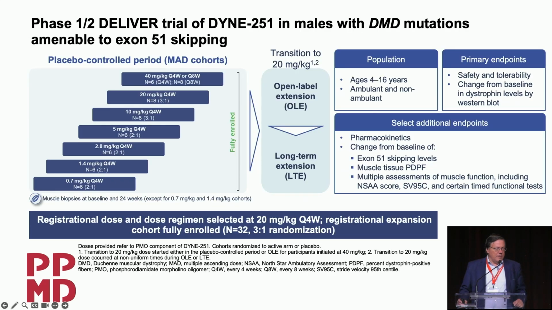Dyne has a trial, the DELIVER trial, Dyne 251, that involved dose escalation for patients. I'll note here that it enrolled patients 4 to 16 years old, looking at safety and tolerability and pharmacokinetics. This dose escalation led to the determination of a registrational dose of 20 milligrams per kilogram to be given every 4 weeks. This contrasts with the current crop of approved medications that are given weekly. So every 4 weeks is actually much less burden on the patient population.